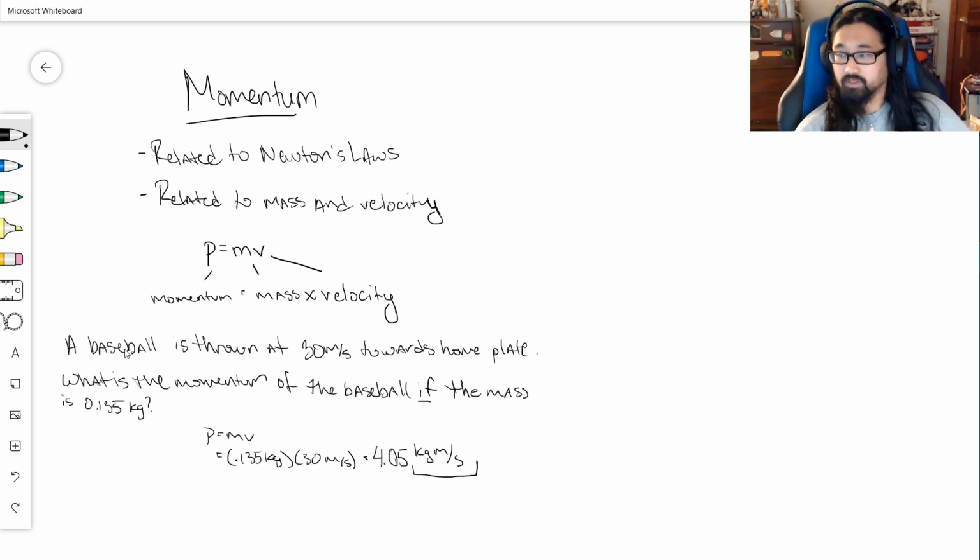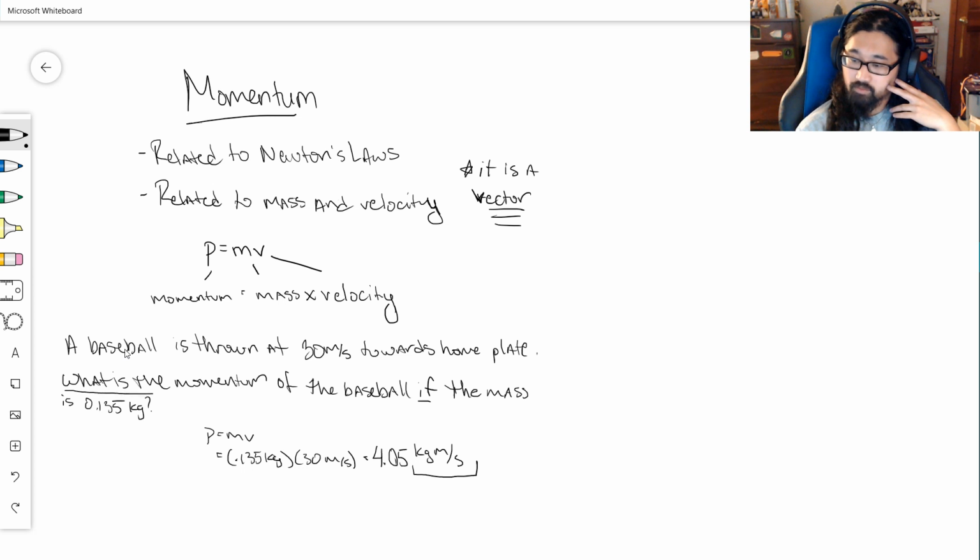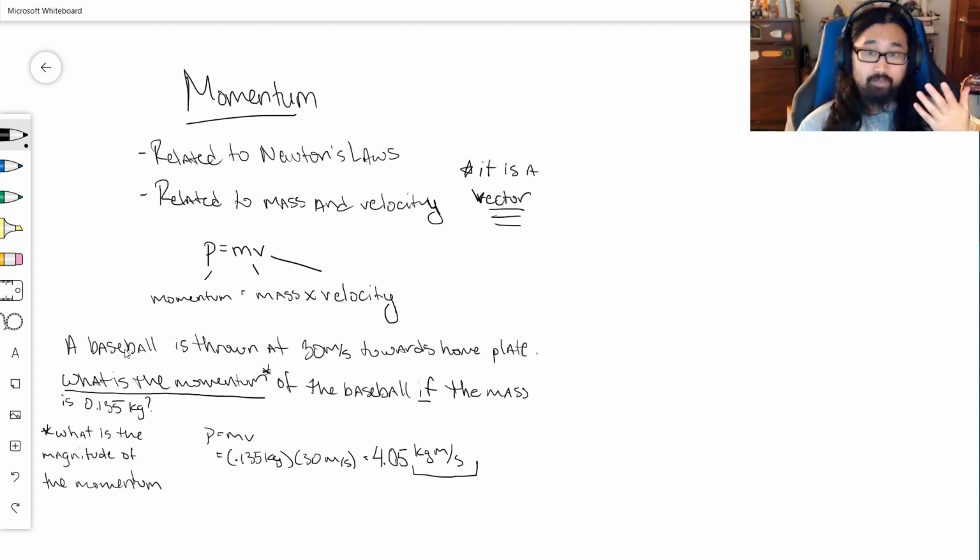Now, there is another point about momentum that I'd like to point out. It's a vector, right? So really, this statement, what is the momentum? If I asterisk this, this should really read, what is the magnitude of the momentum? Because momentum has a direction. The direction is towards home plate. All right? Okay.